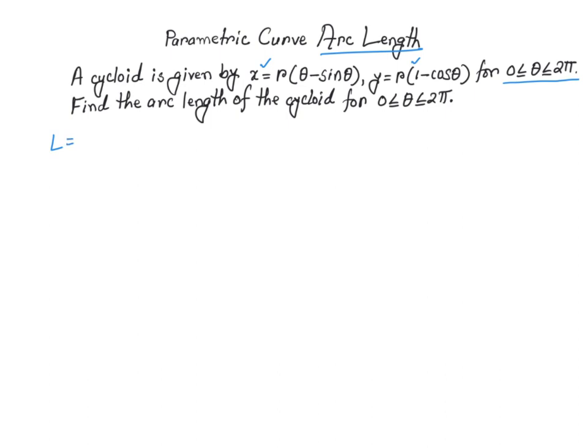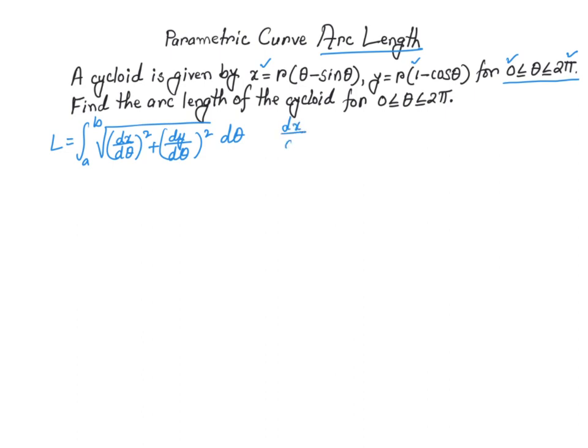So L is going to be the integral from a to b of the square root of (dx over d theta) whole square plus (dy over d theta) whole square, d theta. This d theta is outside of the square root. In our case, a is equal to 0 and b is equal to 2 pi. And we just need to simplify the dx over d theta and square it, and similarly for dy over d theta. So let's do it here on the side.